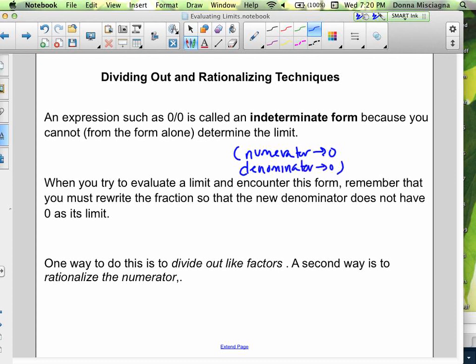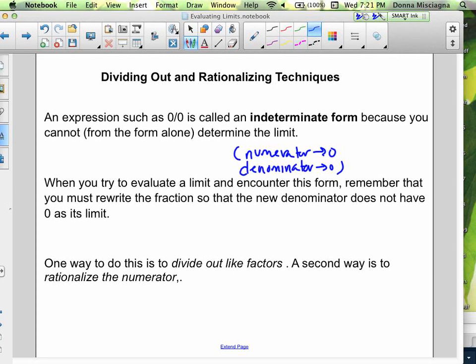Remember that you must rewrite the fraction so the new denominator does not have 0 as its limit. Right? So we have to fix the denominator. One way to do this is to divide out like factors. So we've divided out like factors, right? We factored and then we canceled them out. We rewrote fractions and reduced those.